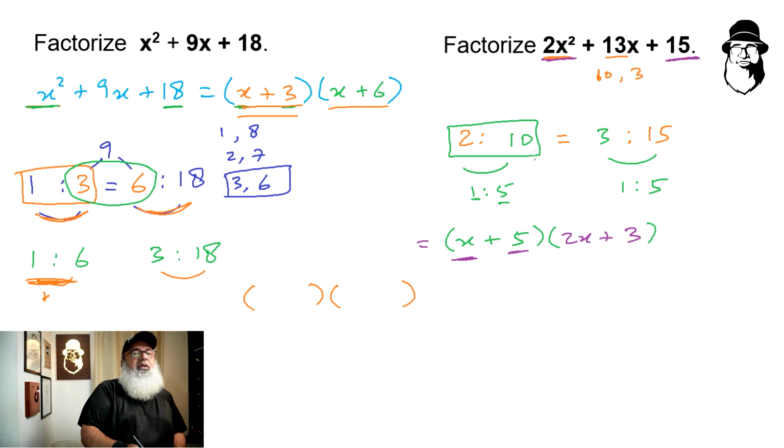Or we could have done, instead of writing 10 and 3 here, we could write 3 and 10 like this, and the ratio on both is 2:3, and here also 2:3 now, and 2:3 will be our second bracket.